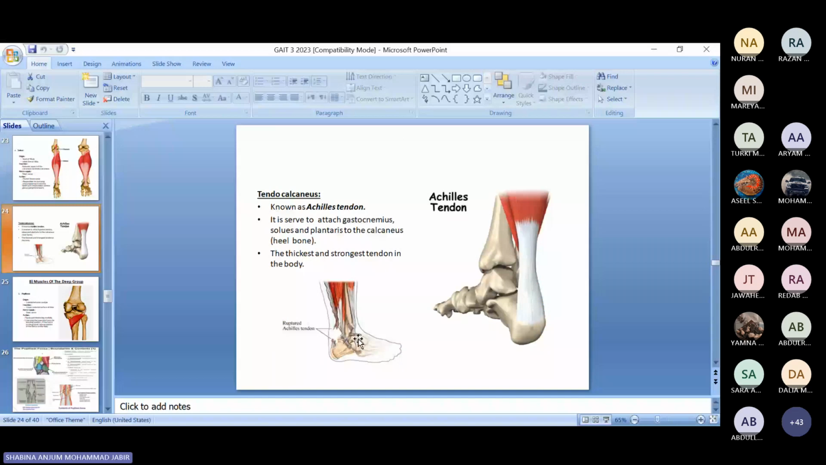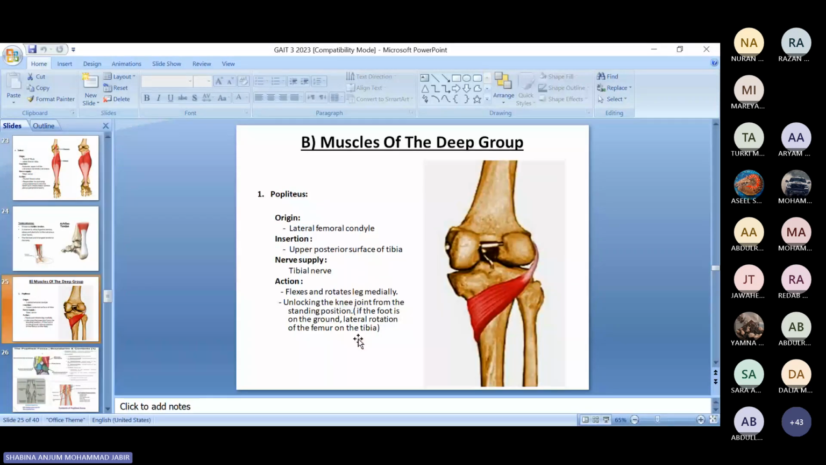Then in the deep group, you have a very short muscle that is called popliteus. If you remember, there is a soleal line. Above the soleal line, this muscle will be present, over the posterior surface of the tibia, above the soleal line.